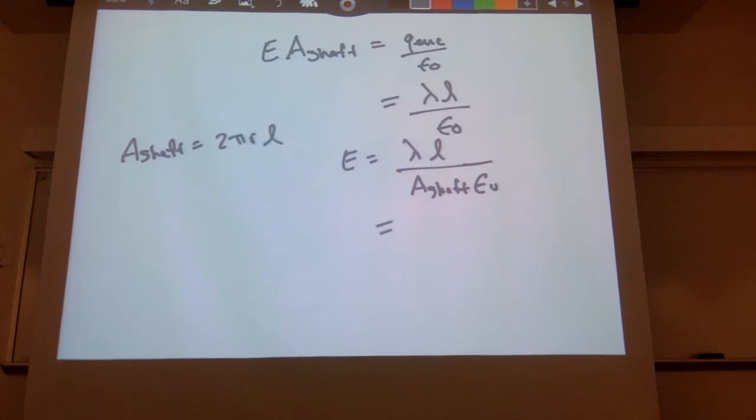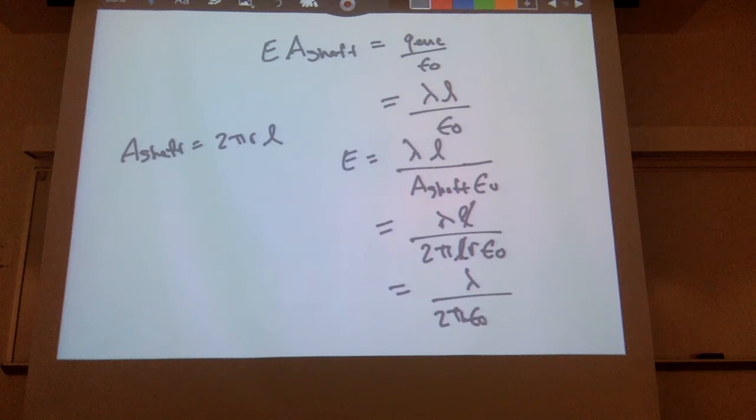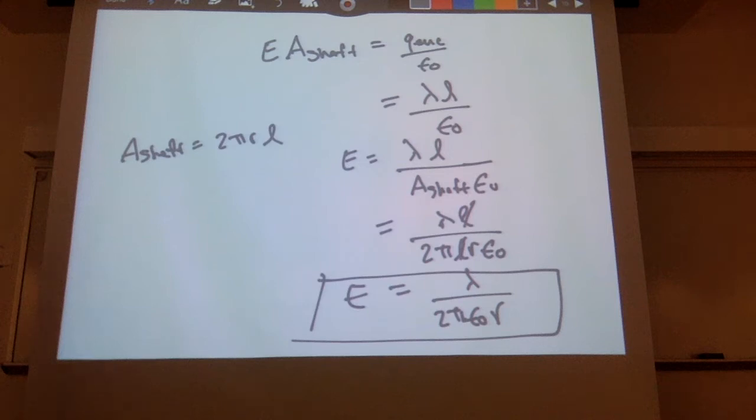So let's plug that in. So this becomes lambda times L divided by 2 pi L times r times epsilon naught. This L cancels with this L. So finally I get lambda divided by 2 pi epsilon naught times r. So this is my electric field for a line charge. Okay?